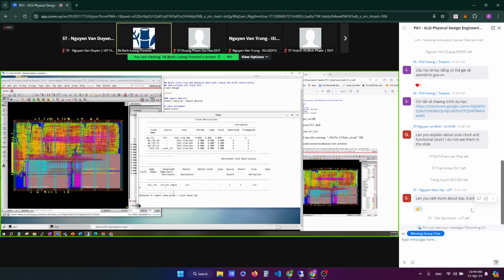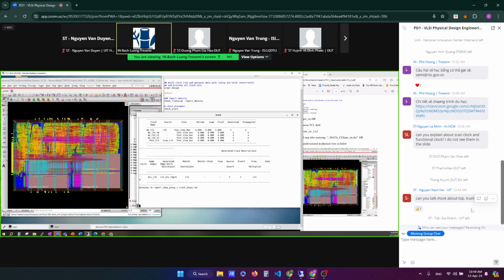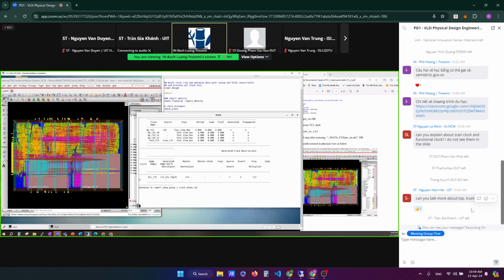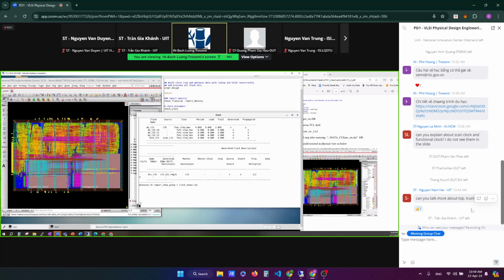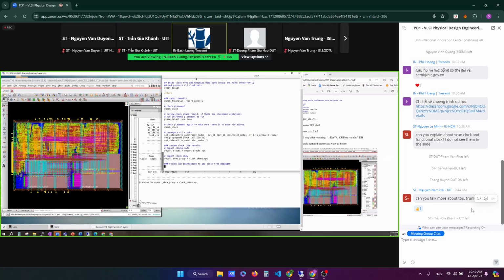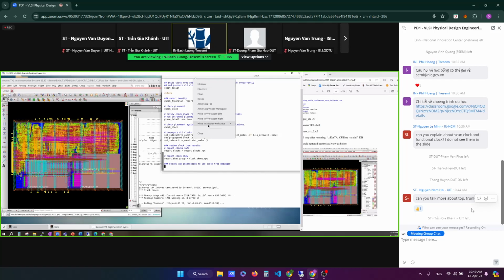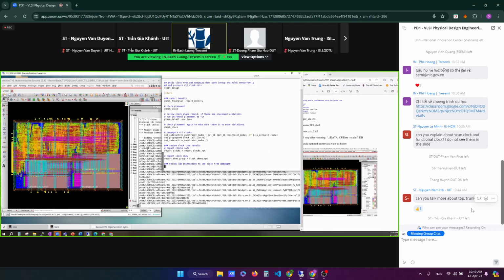I may have to kill it and rerun. It shouldn't take this long. Something bad. Okay, let me go and kill it, bring it back up because I really need the session to show you how to use the clock tree debugger, and that's one of the. Okay, yeah, I just killed it.